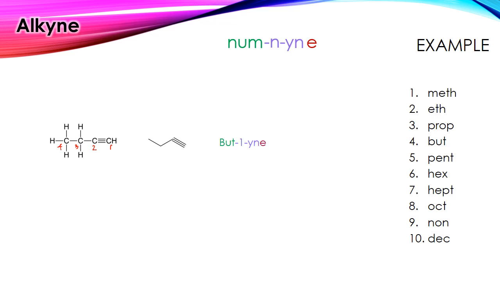Therefore we can name this alkyne as but-1-yne, or also we can write this name as 1-butyne. 1-butyne is also a correct name for this compound. As I mentioned earlier, this 1 we can put in front of the name if there are no other numerical values in the same compound.